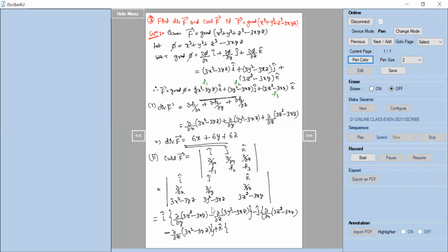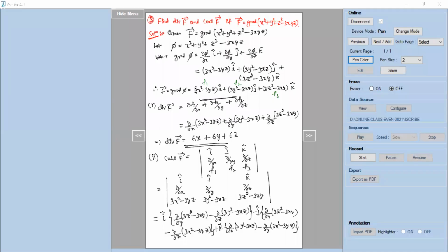It is ∂/∂x of 3y² − 3xz, minus ∂/∂y of 3x² − 3yz. So this is the k component here. So the determinant was expanded. Now let us find the partial derivative of each of these, and we simplify. We get the curl of this vector.